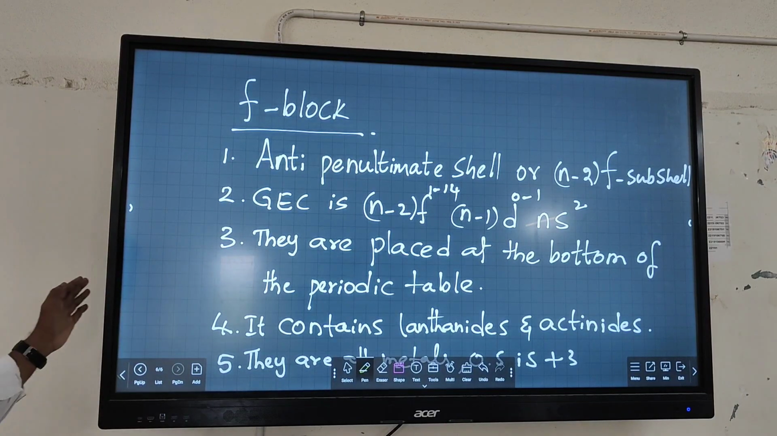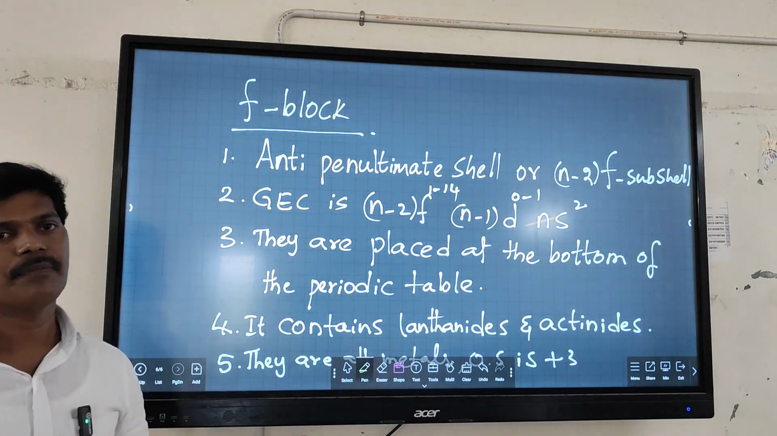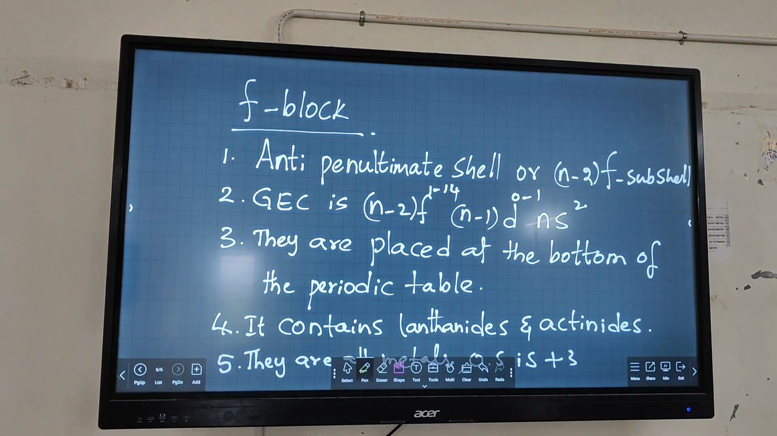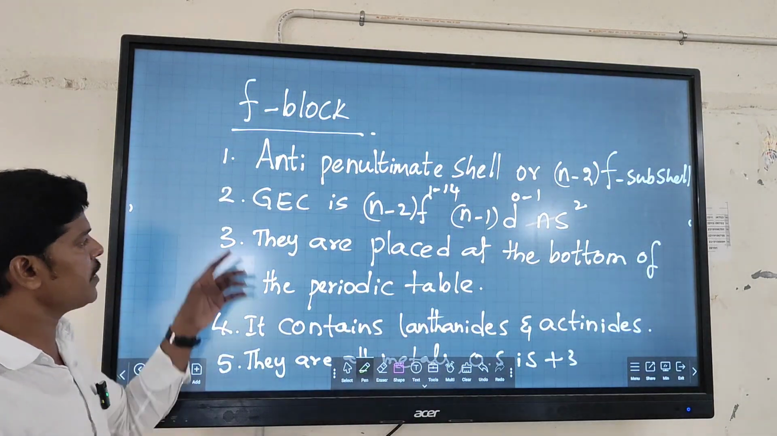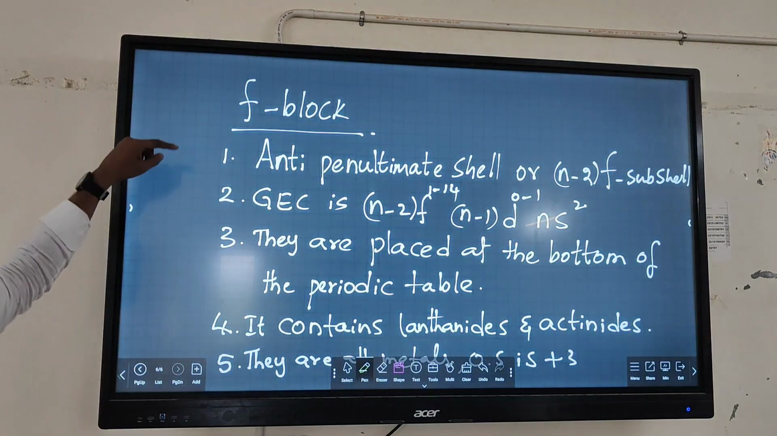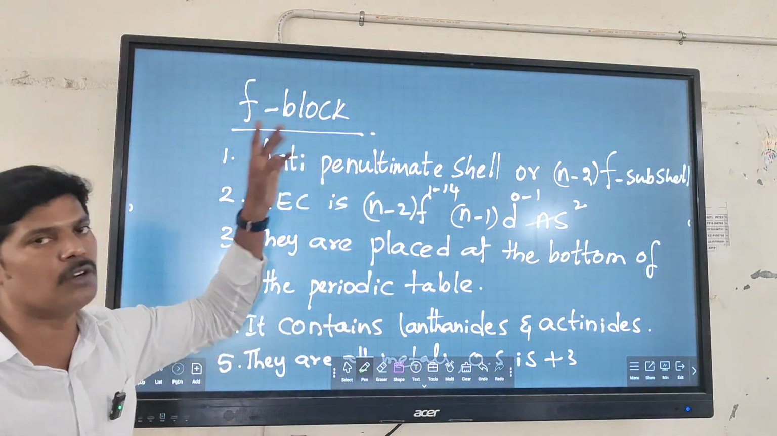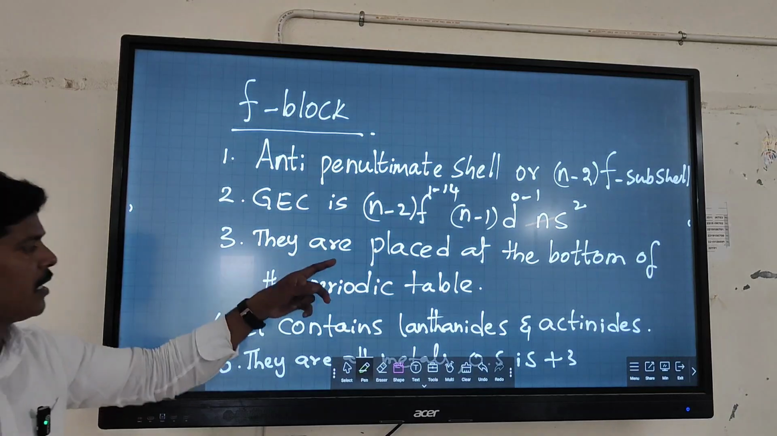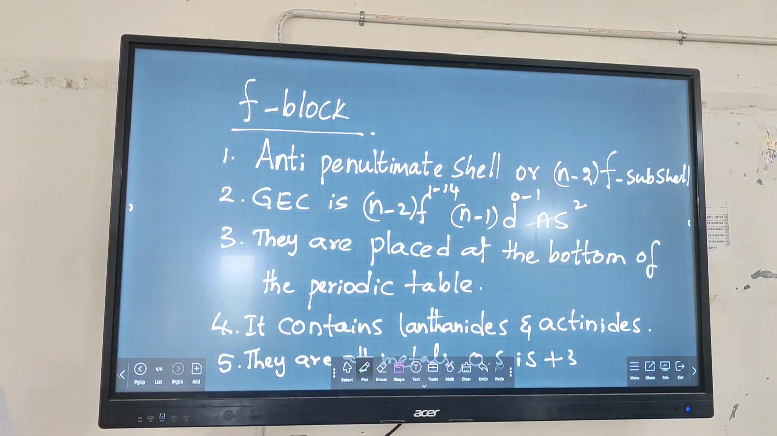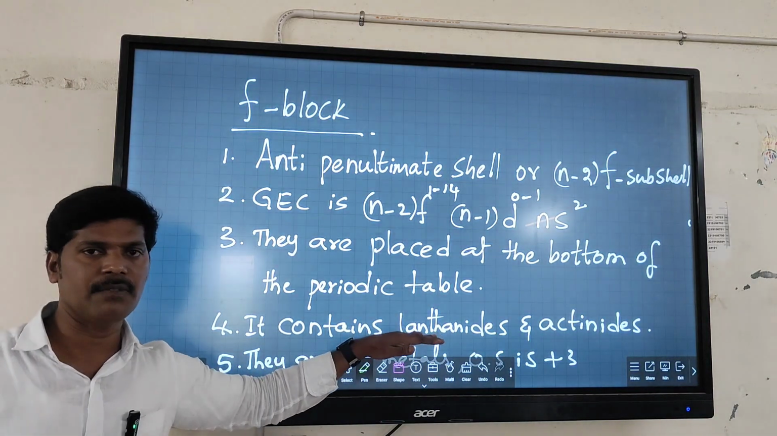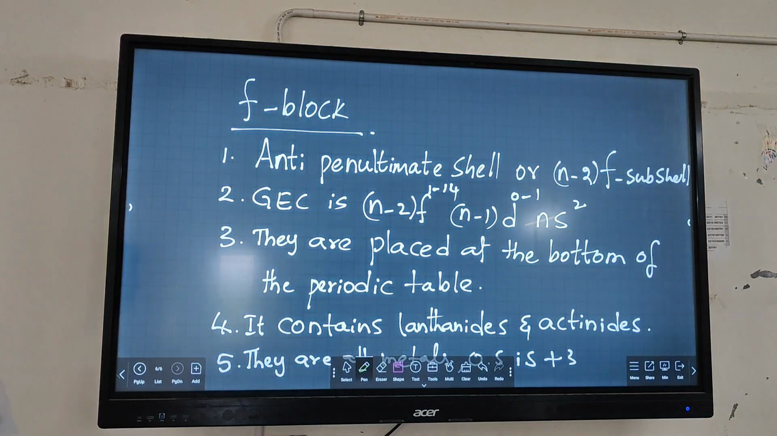Next and final, we have F block. Similar to the remaining 3 blocks, here also we have 5 points. The differentiating electron enters into the antepenultimate shell, or the (n-2)f subshell. The general electronic configuration is very important for this F block: (n-2)f1 to 14, (n-1)d0 to 1, ns2. They are placed at the bottom of the periodic table and contain lanthanides and actinides. The lanthanides are 14 elements which come after lanthanum and actinides are 14 elements which come after actinium.